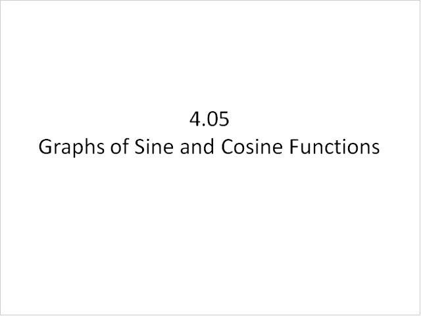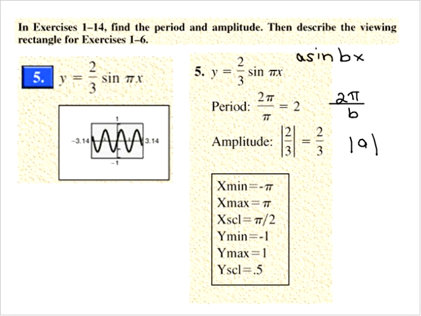This recording is to help you with lesson 4.05, graphs of sine and cosine functions. Now there is a standard sine and cosine graph that we need to know, and that is y equals a sine of bx. Now a is going to be your amplitude, and b we're going to use to help you find the period of your graph.